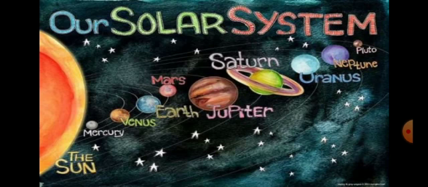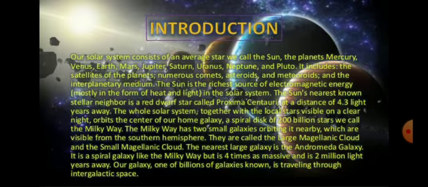Our solar system. Here there is one diagram that is given to you, in which there are the pictures of different planets like Mercury, Venus, Earth, Mars, Jupiter, Saturn, Uranus, Neptune and Pluto. So about all these planets we are going to discuss in this chapter one by one. So first of all, I want to introduce this chapter.